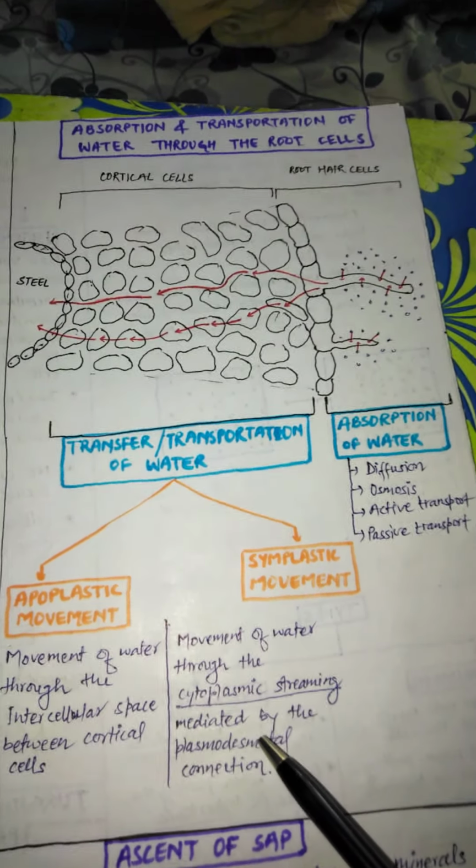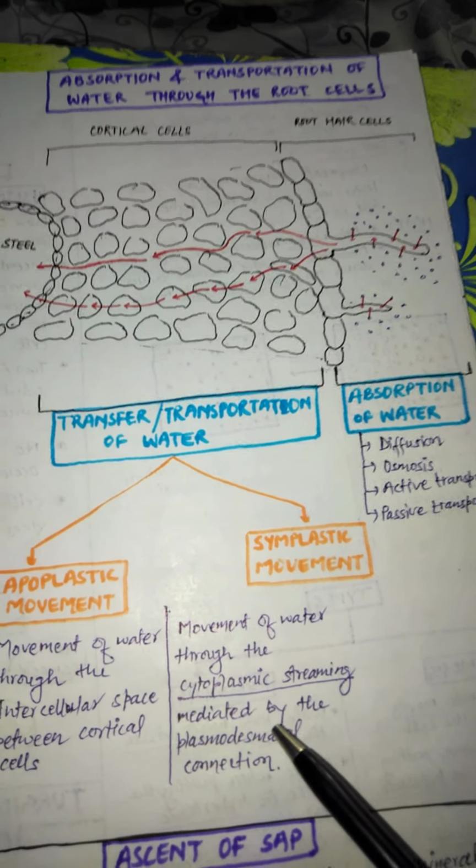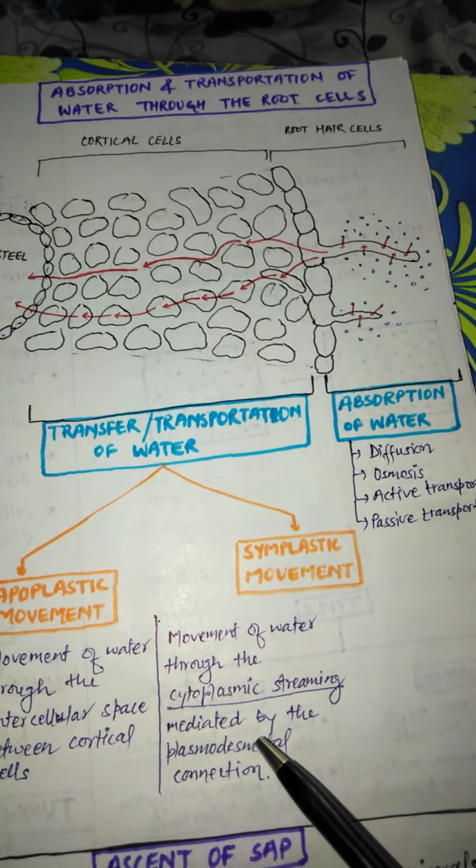So this is all about the absorption and transportation of water through the root hair cells or root cells. We have discussed it completely here.